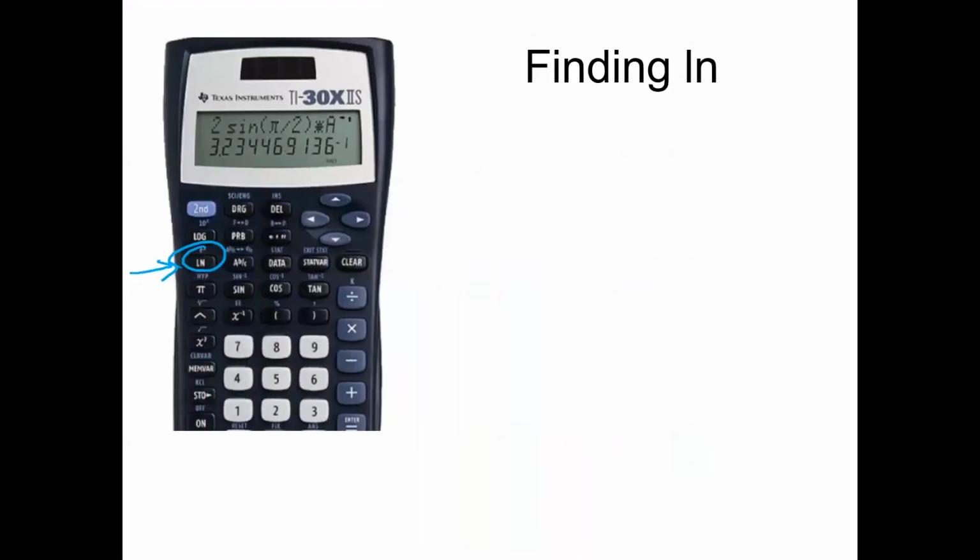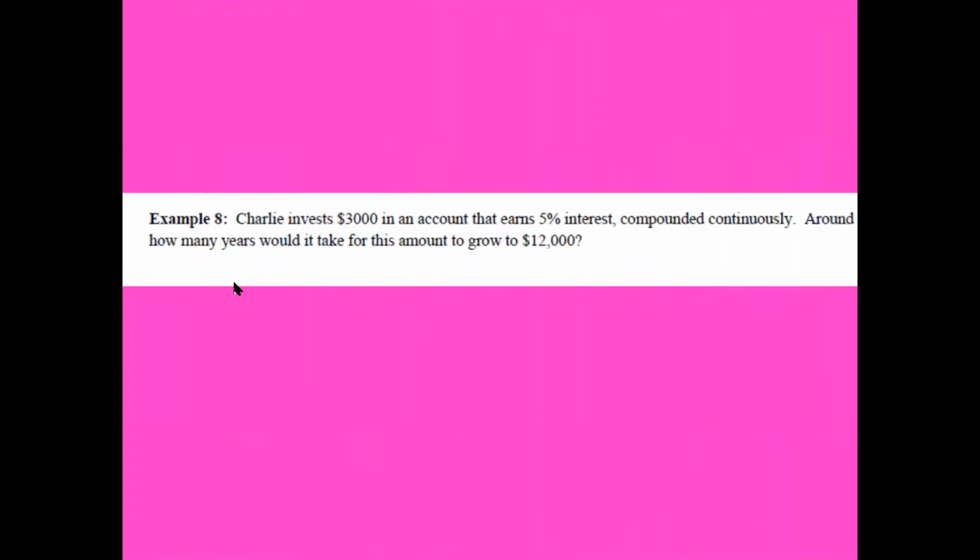Let's go on to example 8. With example 8, you will need LN. LN is that button right there. You don't need to push a second button. It says Charlie invested $3,000 in an account that earns 5% interest, compounded continuously. So A equals PERT. Around how many years would it take for this amount to grow to $12,000?